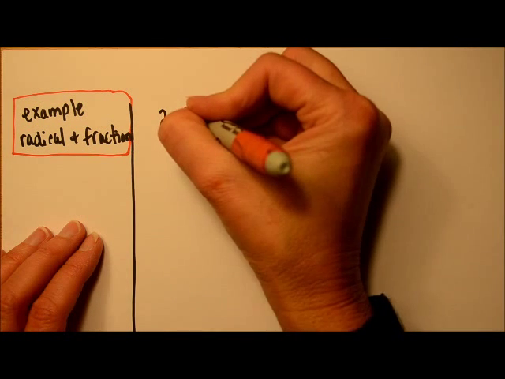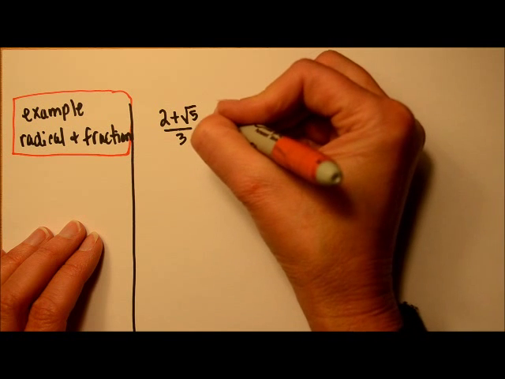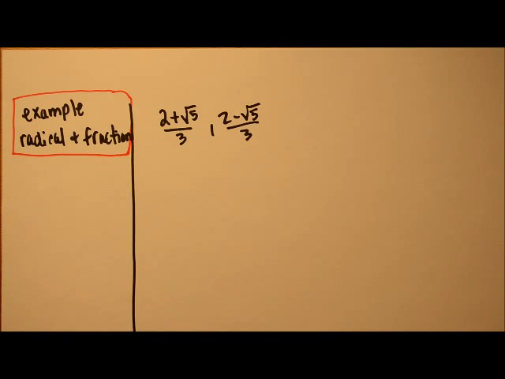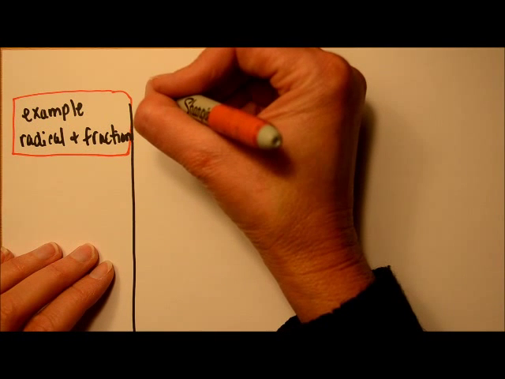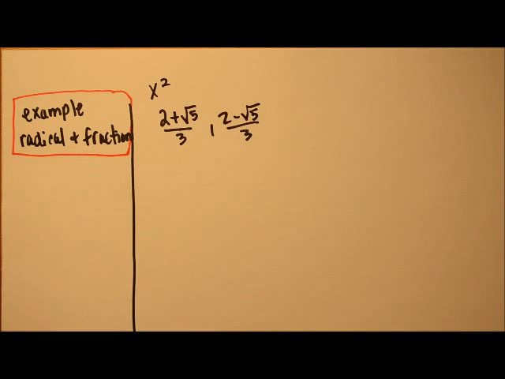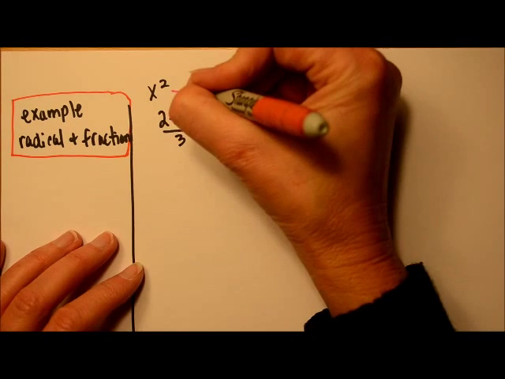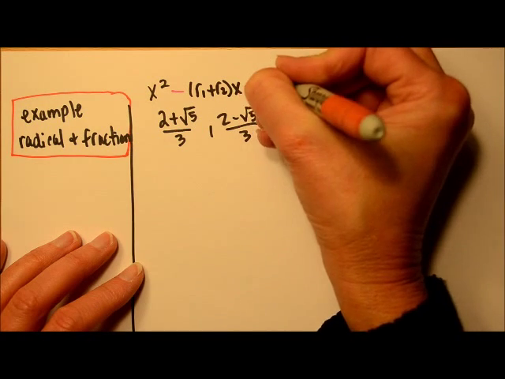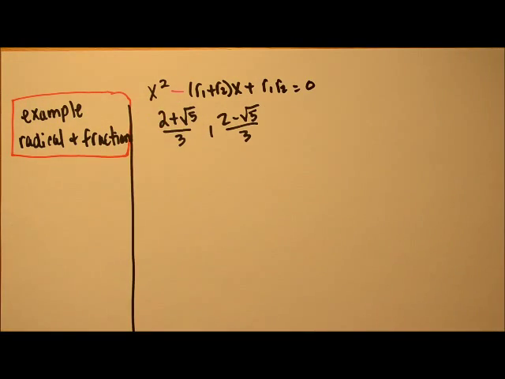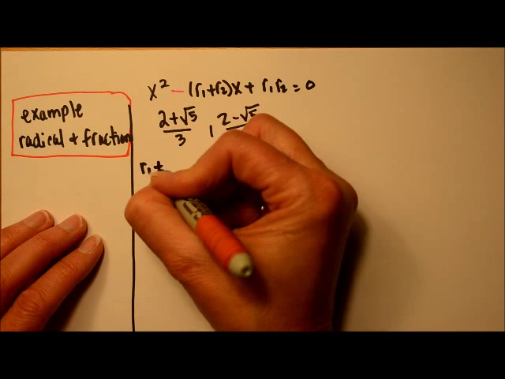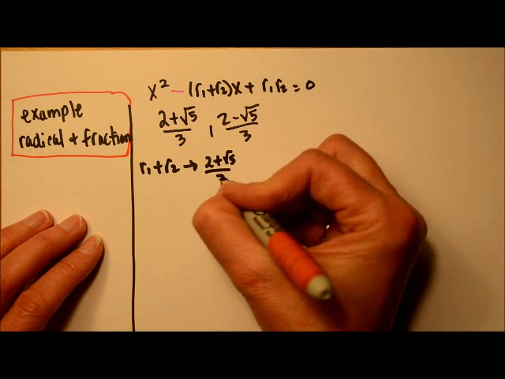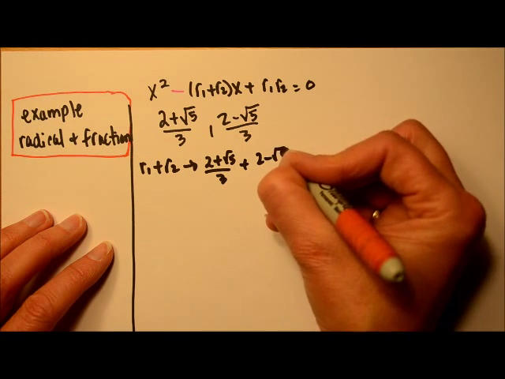2 plus square root 5 over 3, 2 minus square root 5 over 3. So even if it looks like that, it's still okay. I'm going to put it into that formula: x squared minus R1 plus R2 x plus R1 times R2 equals 0. So that's what I'm putting it into. So I need to find R1 plus R2, which is going to give me 2 plus square root 5 over 3 plus 2 minus square root 5 over 3.